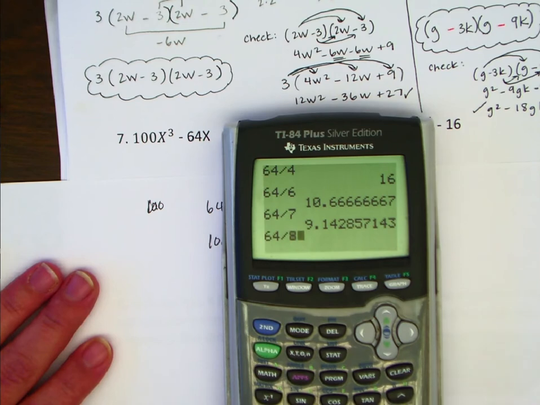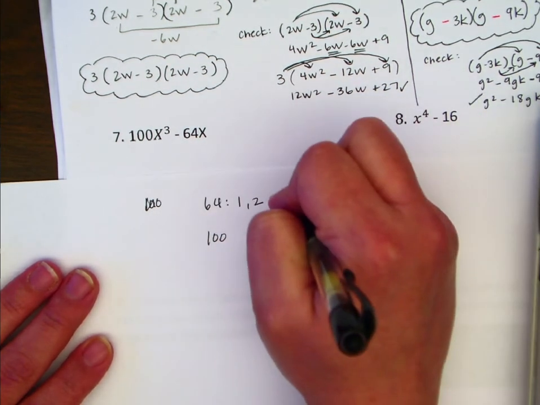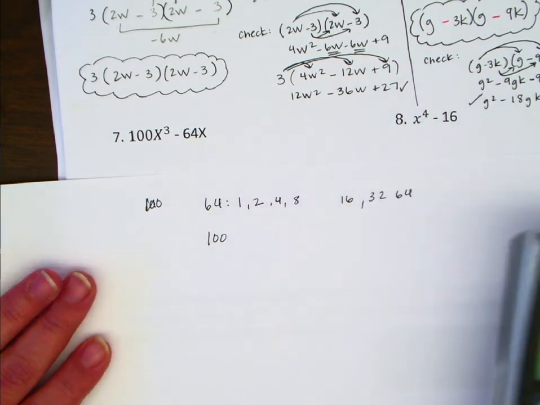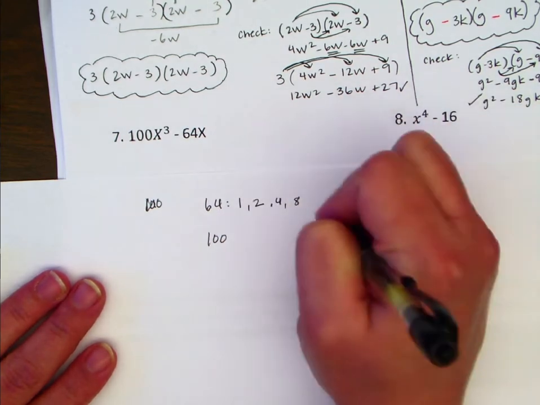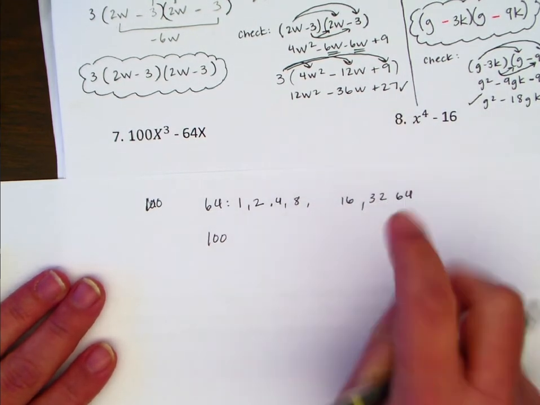64 divided by 8. Yep, 8 times 8. 9, 10, 11, 12. So once we get to 8 times 8, we know that's going to be the last one. All right, so we could work this list backwards.